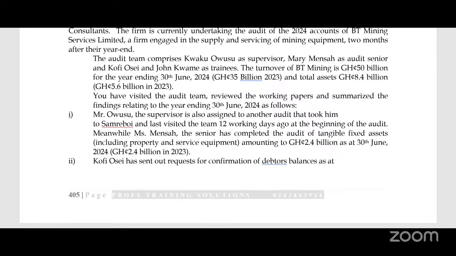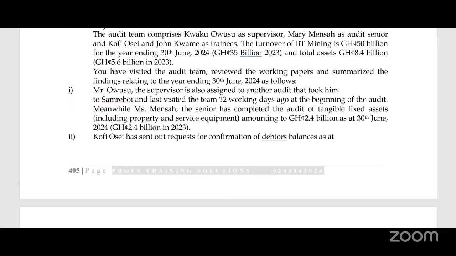Now, you have visited the audit team, reviewed the working papers, and summarized the findings relating to the year as follows. Mr. Owusu, who is the supervisor, is assigned to another audit that took him to Sam Reboy and last visited the team 12 working days ago at the beginning of the audit. What he did, was it right? So that means he has left these guys on their own. He came 12 days ago.